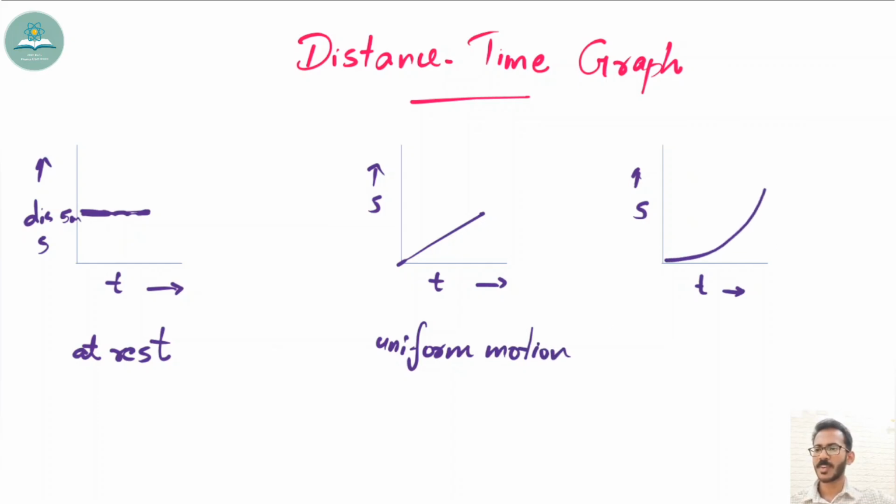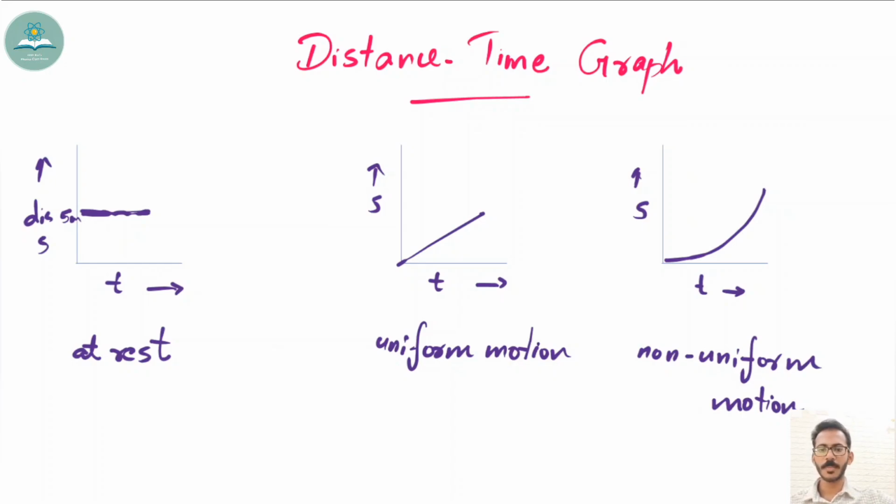Go to the next one. Suppose a graph is somewhat like this. It may not be exactly the same, but it is not a straight line at all. It means that initially it was almost like a uniform motion. Afterwards, the time is less, but the distance is increasing very fast. It means that the object is not covering equal distances in equal interval of time. It's not at rest also. This is non-uniform motion.